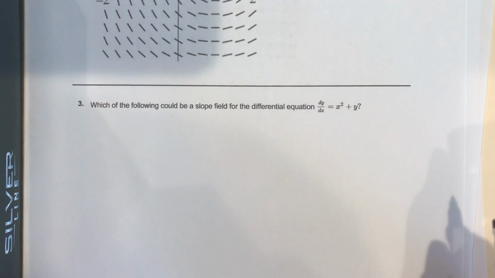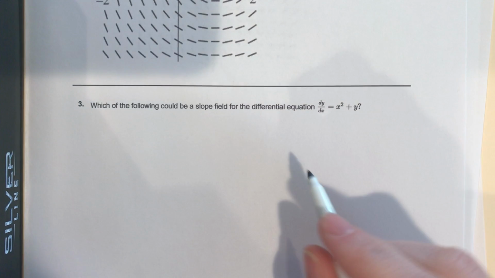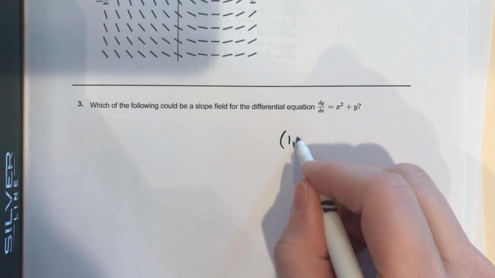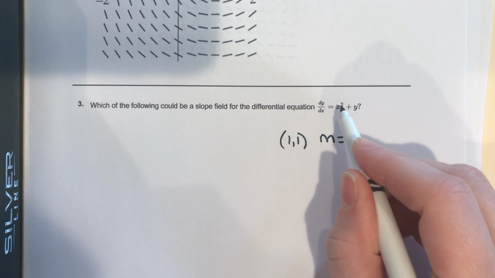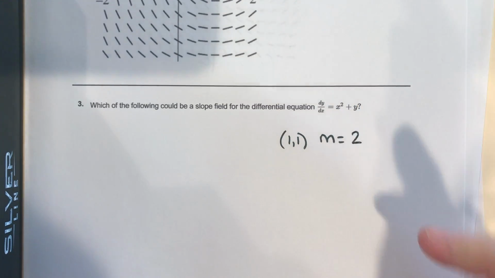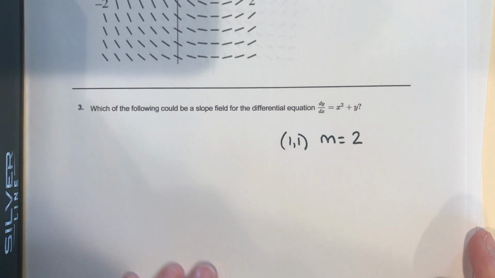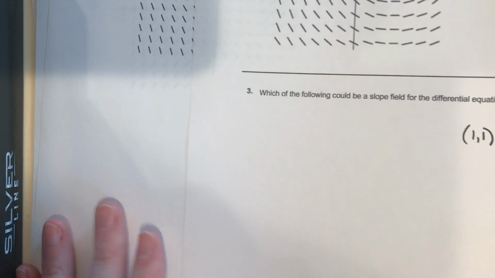I'm going to start with a first quadrant point, and it doesn't matter where you start. I'll start at (1, 1) and get my slope at that point. So (1, 1) gives me 1 plus 1, so 2. I'm going to cross out anything that doesn't have a positive slope at (1, 1).